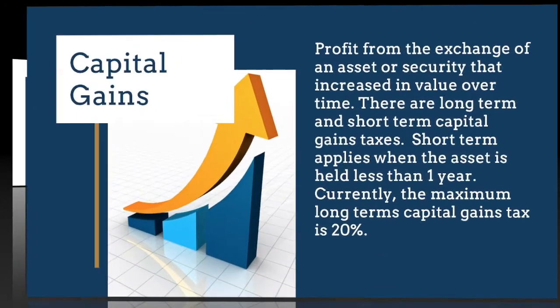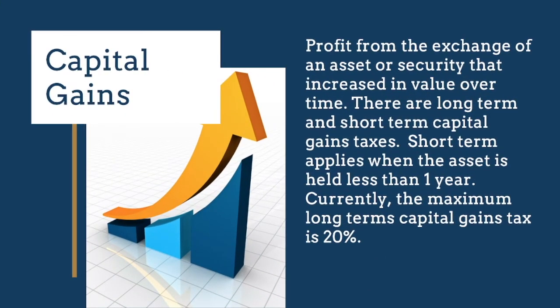Capital gains is the profit from the exchange of a security. So if you buy XYZ for $100, then turn around next week and sell it for $120, your capital gains is the difference between what you sold it at and what you bought it at. Your capital gain there would be about $20.